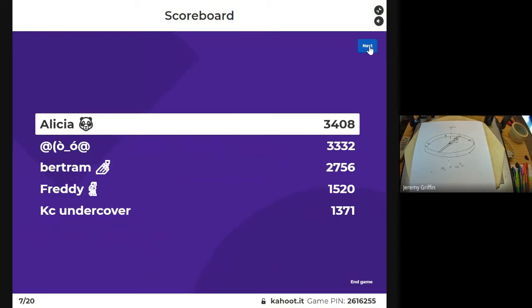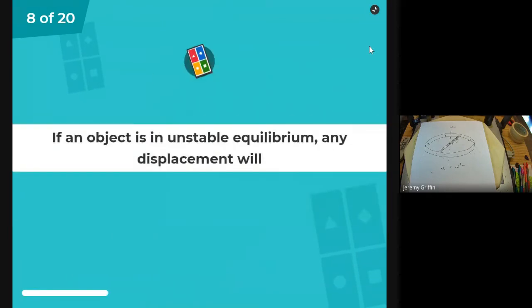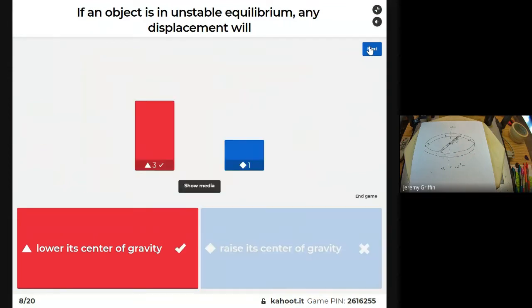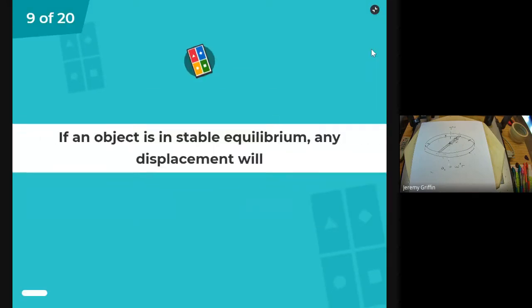Got Caterpillar and Bertram picking up some points. Alicia still in the lead. If an object is in unstable equilibrium, any displacement will? Yeah, lower its center of gravity. Things tend to want to fall down, roll downhill if they can. So if it can fall, that would make it unstable, right? If it wants to fall over. Ooh, Caterpillar taking top spot.